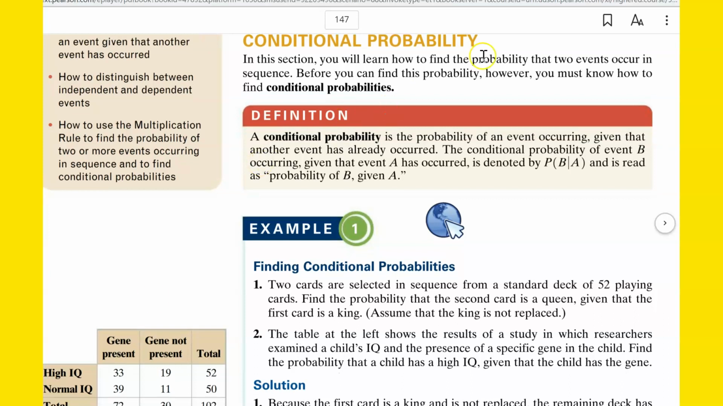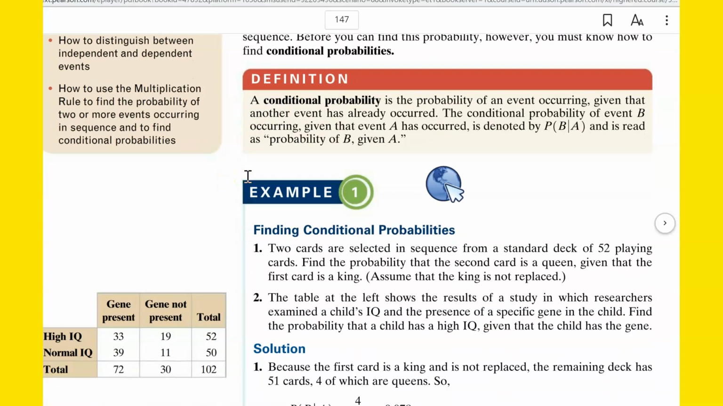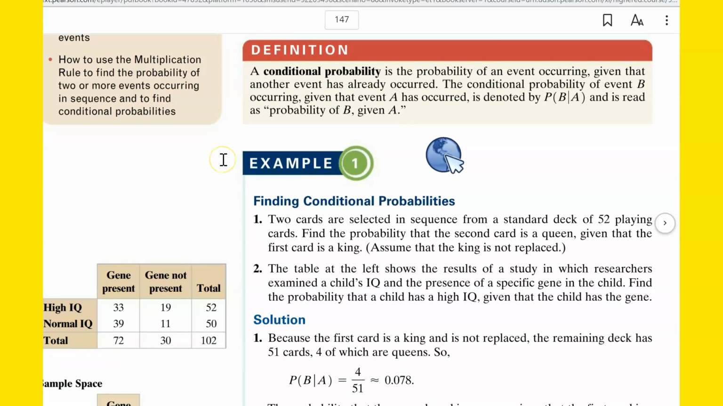We've already talked a little bit about how to find the probability that two events occur in sequence. Before you can find this probability, however, you must know how to find conditional probabilities. So in the previous section, we talked about flipping a coin and rolling a die. But sometimes those events depend on each other. Flipping a coin and rolling a die do not, but sometimes different events do.